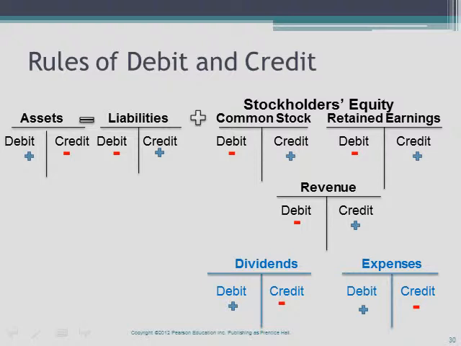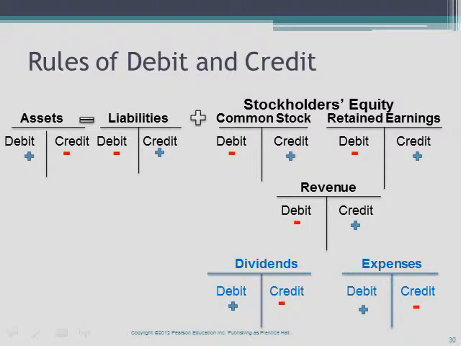So we can now express the final form of the rules of debit and credit as shown above. You should not proceed until you have learned these rules. For example, you must remember that a debit increases an asset account. A credit decreases an asset account. Liabilities and stockholders' equity are the opposite. A credit increases a liability or stockholders' equity account. A debit decreases a liability or a stockholders' equity account.